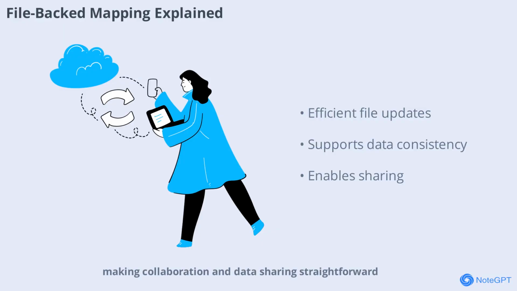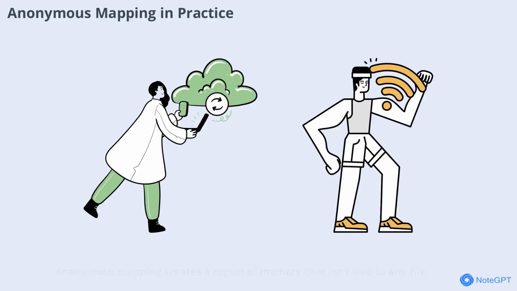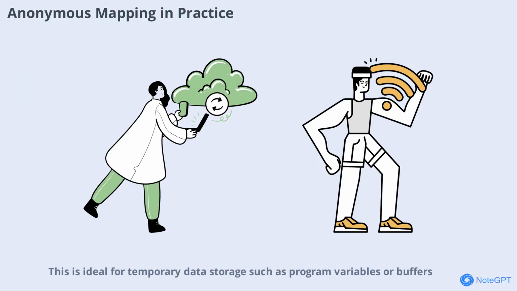Anonymous mapping creates a region of memory that isn't tied to any file. This is ideal for temporary data storage, such as program variables or buffers. Since the mapped memory isn't saved to disk, it's automatically released when the program ends. Anonymous mapping is commonly used for tasks like allocating large arrays or managing temporary caches, providing flexibility and speed without the overhead of file operations.